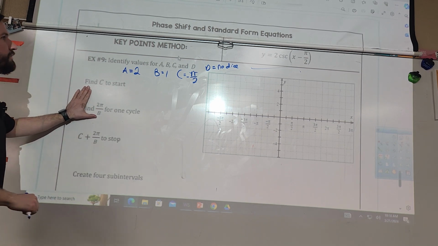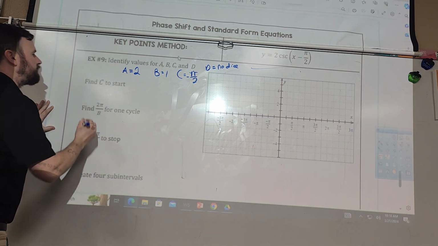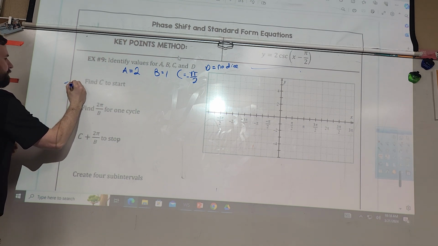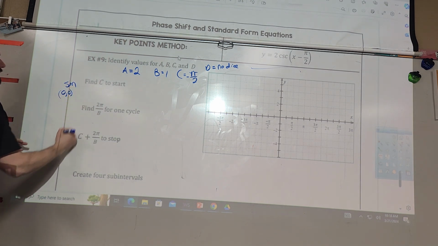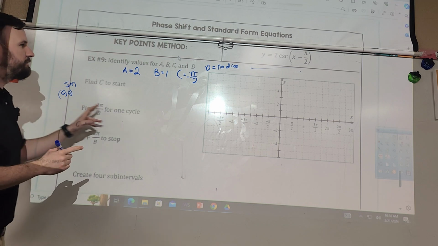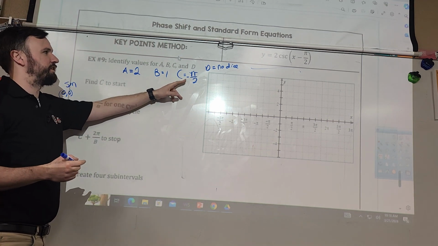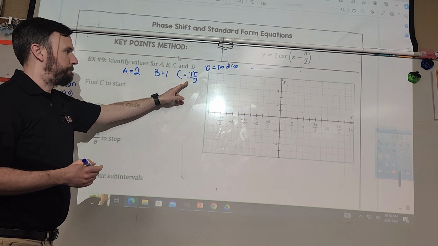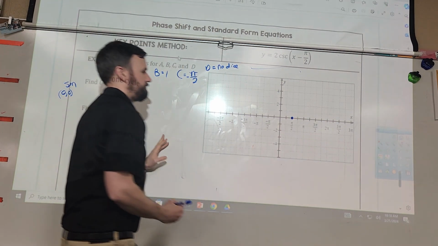All right. So if you recall, what's going to be my first point I'm going to graph? So cosecant goes with sine, right? And sine usually starts at 0, 0. Now, instead of starting at 0, 0, since I'm not shifting up, where do I go? I use my C to start. So what's my starting point? Pi over 2. So pi over 2 is my 0.